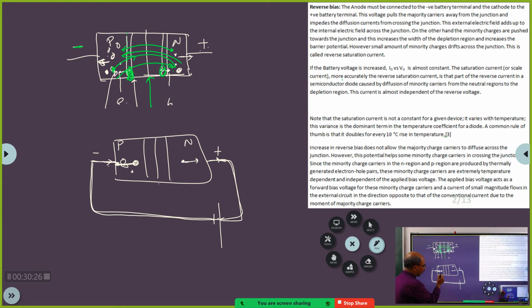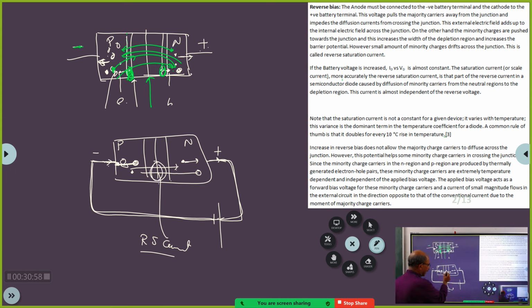Now you see an electron here, and a hole here. This will now cross over the junction, and it is because of this diffusion of the minority carriers that you have got reverse saturation current. Reverse saturation current. It will be very, very small. It will be in microamperes. Got it? So the diffusion current will be microamperes.